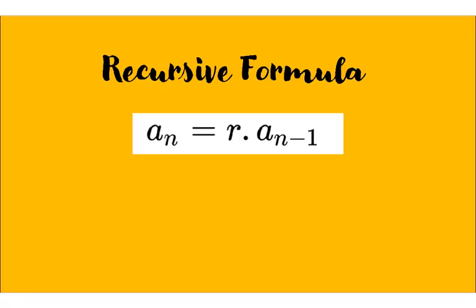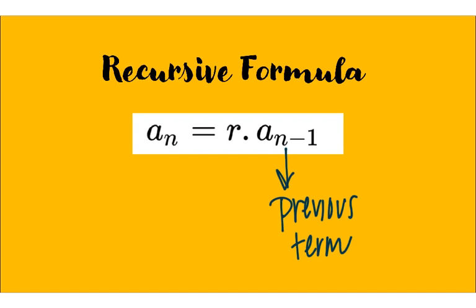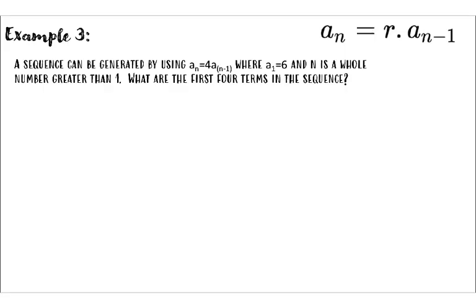Now let's look at a different type of formula that they may use with geometric sequences, and this is called the recursive formula. The recursive formula is very easy because it just takes our previous term. So this is your previous term. Whenever you see n minus 1, you think previous. And multiply it by your common ratio. So it's just a different way to look at the formula. The rule of multiplying by the common ratio does not change.